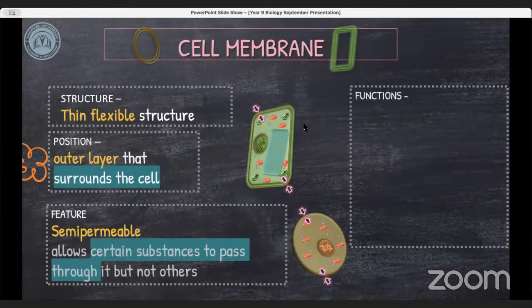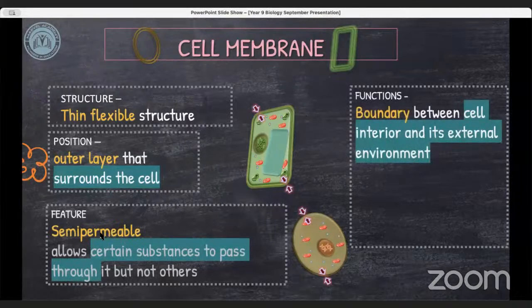And we learned about the property, semi-permeable. What does semi-permeable mean? That it is capable of allowing substances to pass through. That means not all, but some. And also it acts as a boundary.